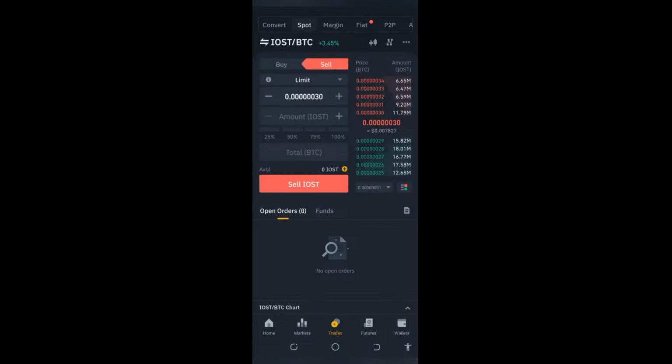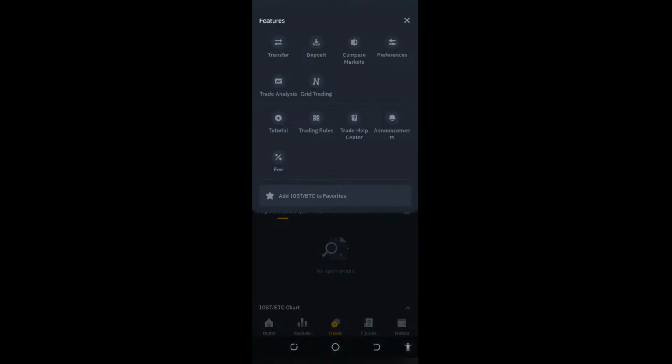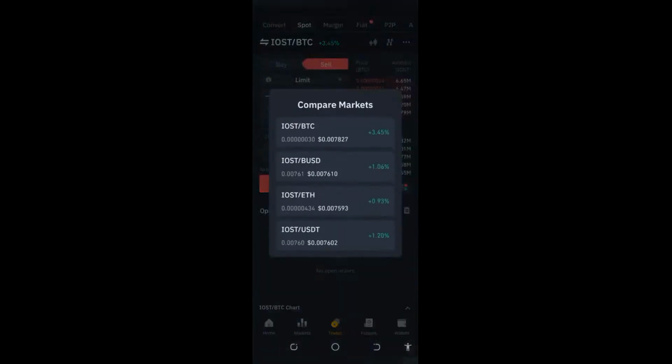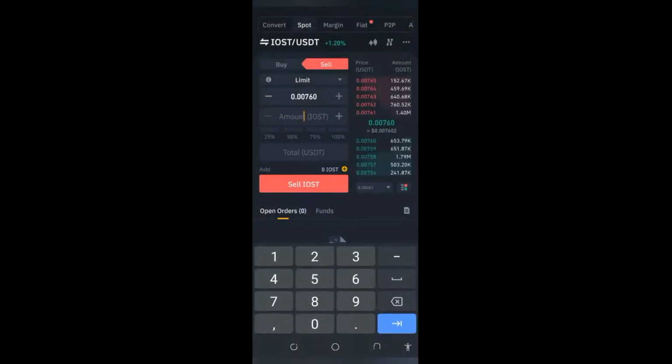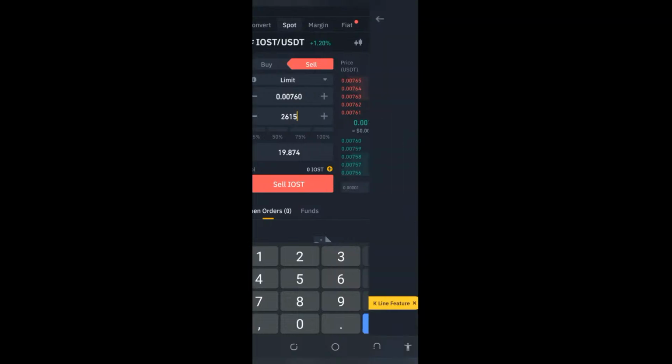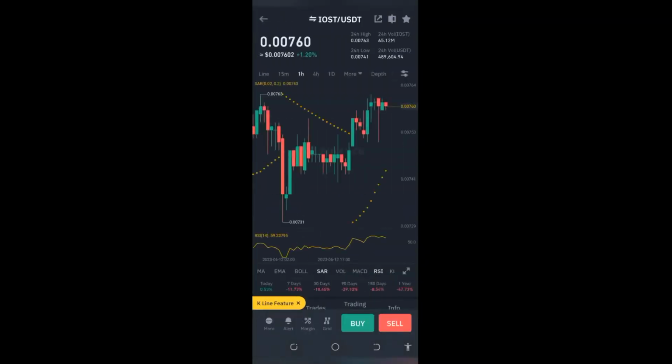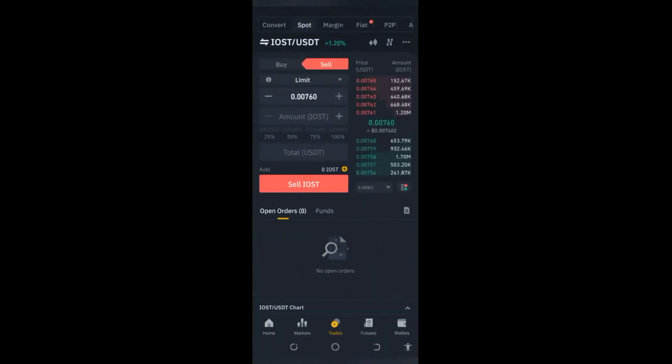If I go to IOST, let's check IOST USDT. If I check IOST USDT and then I put in the 2615, you can see this is at 18.87. Because this is going to be my option too, right? If I keep on checking it and it goes up, then I'll make profit. So either way, I'm still cool, okay? Do you understand this now? So it's still doable. So let's go ahead and try this out.